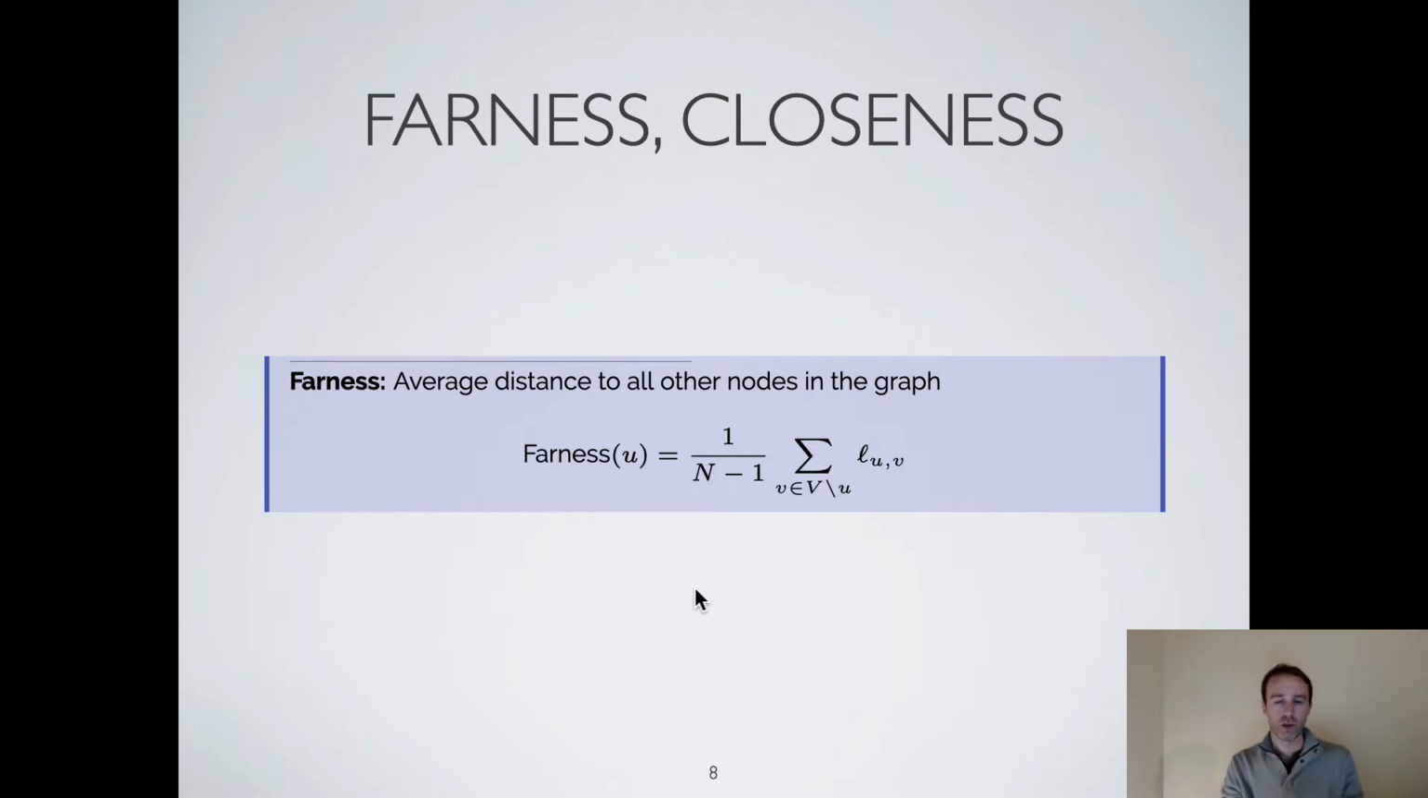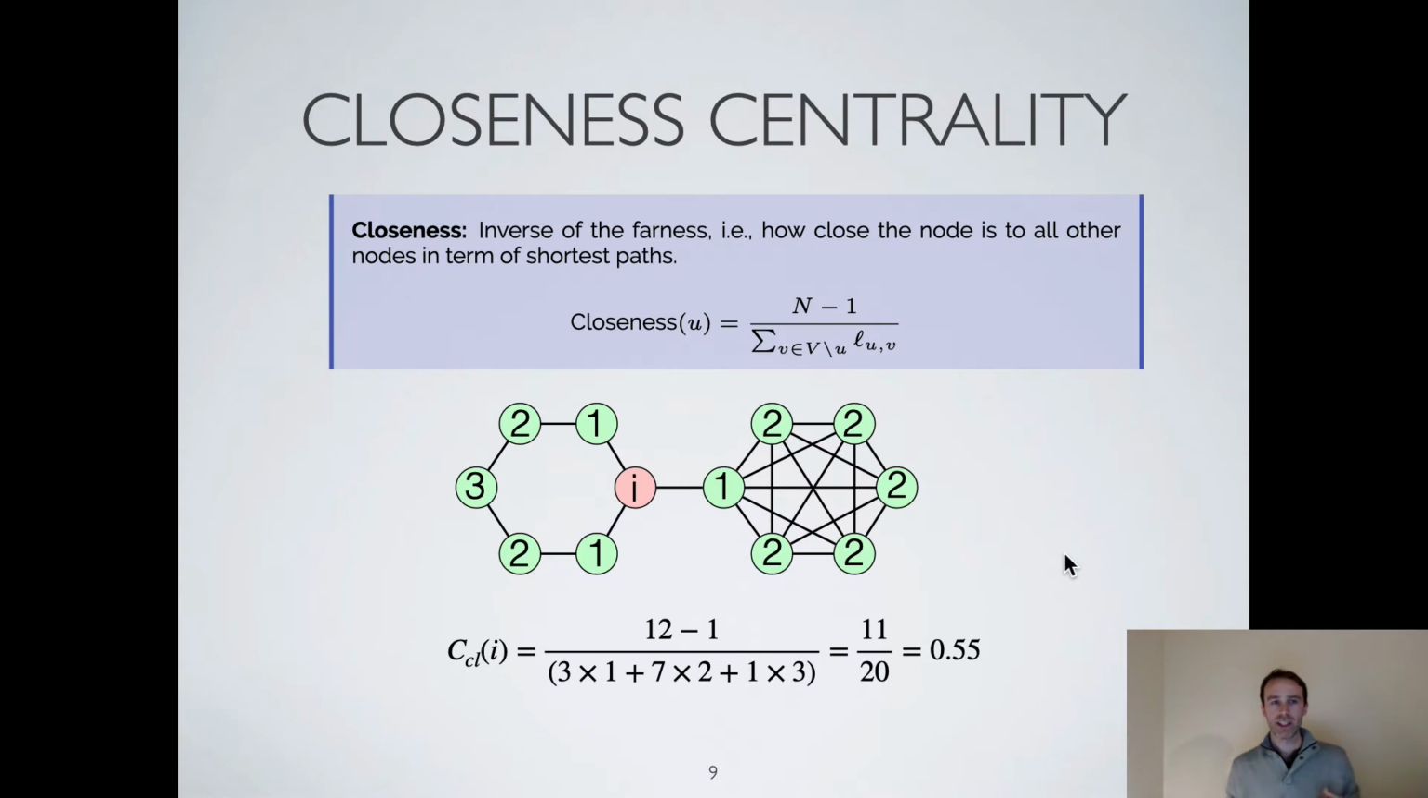So if you're in the center, you will have a low value of farness. But usually we want a high value for nodes which are important. So we instead take the closeness, which is just the inverse of the farness. Okay.